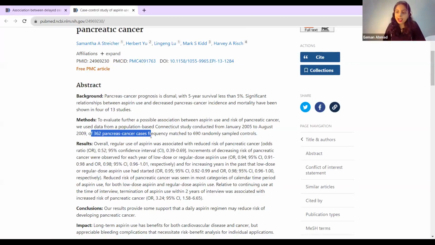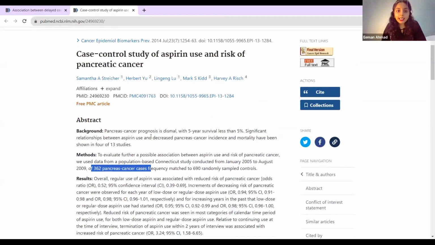So again, in case control you look at the outcome first and then you see whether or not there is a positive association or a correlation between your outcome and the exposure. The exposure in this case is aspirin. I hope this makes sense. We can go over it again if someone did not understand it, but that is all. No, you can continue.